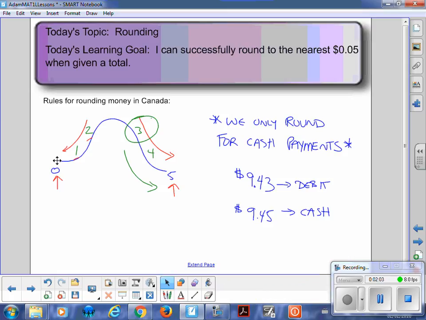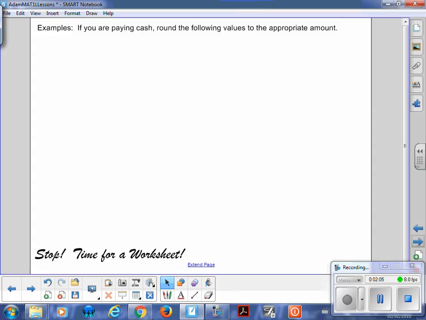On the next one, I'm just going to do a couple of examples to practice here. All we're doing is figuring out what the cash payment will be. Again, it's only for cash. If you're using a debit card, you just slide the card in and you pay the exact amount. With cash, you need to do the rounding. So for example, $1.29.